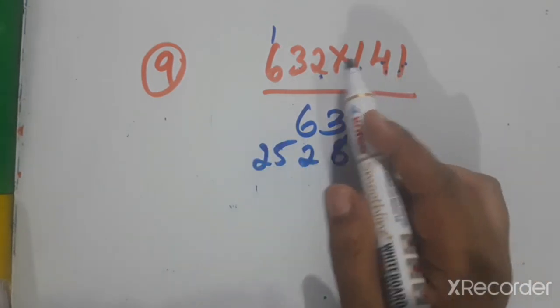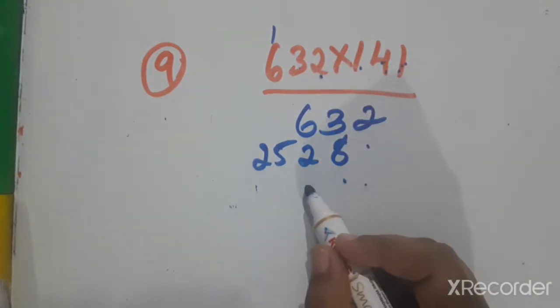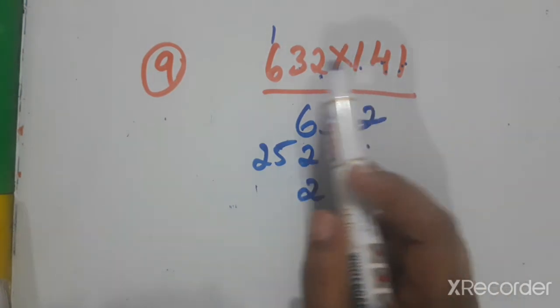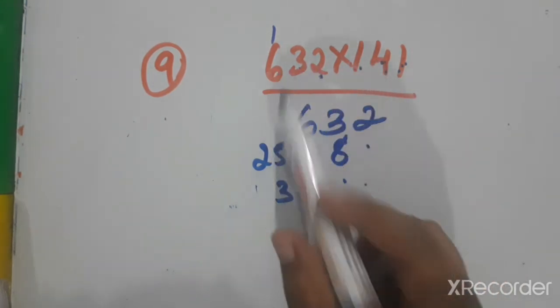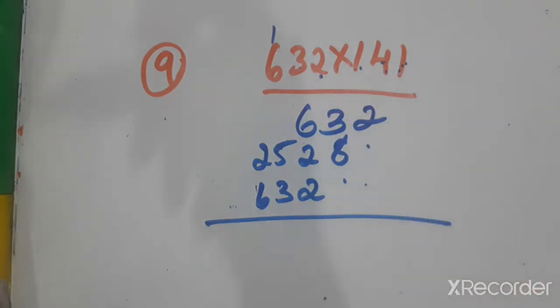Now with 1. 1 twos are 2. Leave one space and write down. 1 twos are 2. 1 threes are 3. 1 sixes are 6. Now find the total.